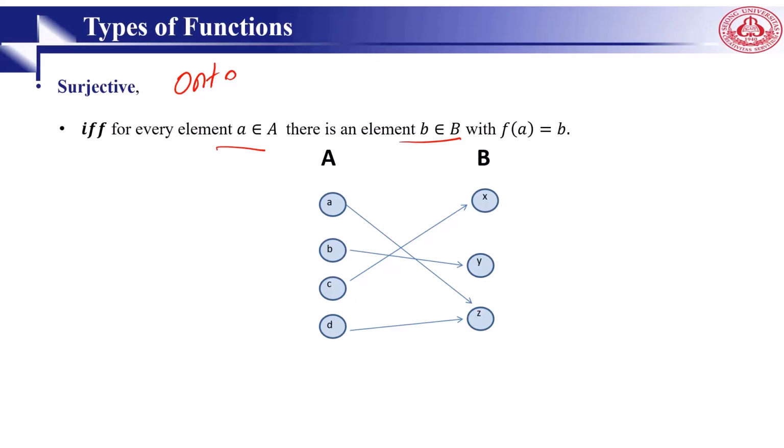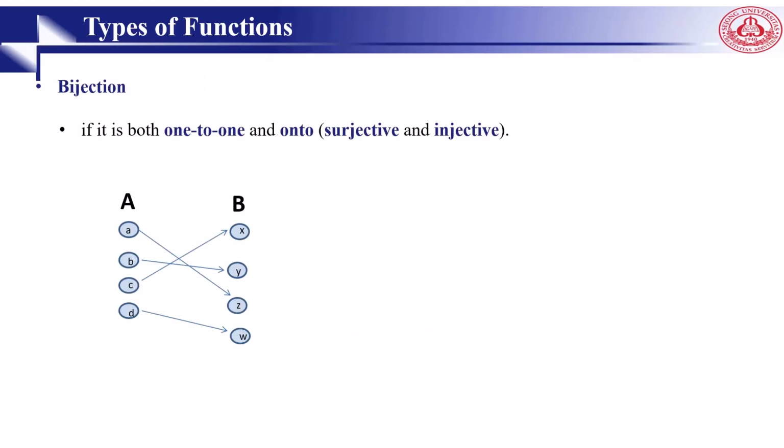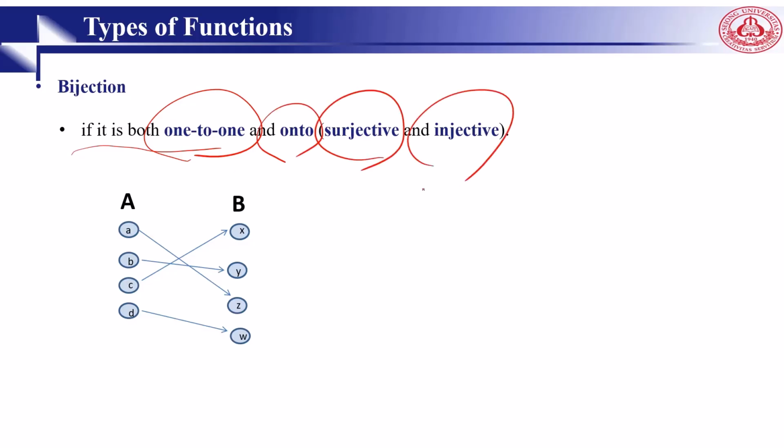In the previous one, it must be at most 1. In here, at least 1. It means 2 can go to 1 also. But in the previous one, 2 cannot go to 1. And a function f is called a bijection, or one-to-one correspondence, if it is one-to-one and onto. It means it's a combination of surjective and injective. As you can see here, this is a bijection.